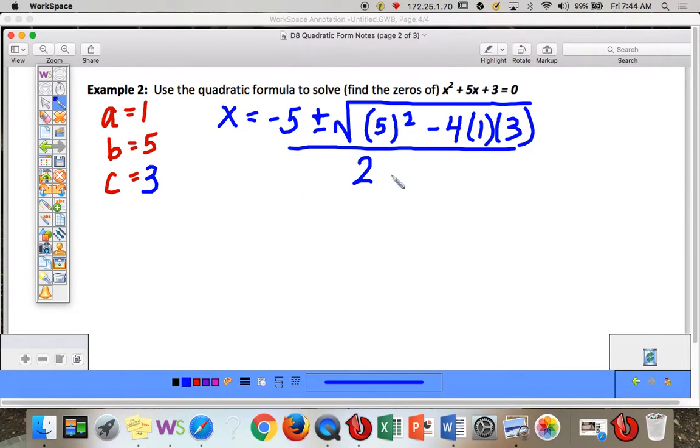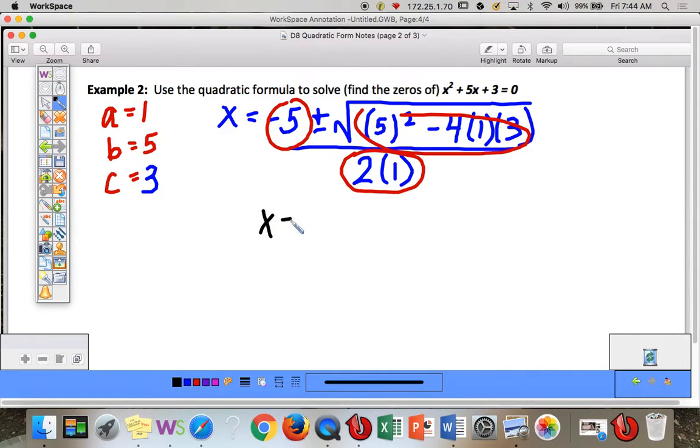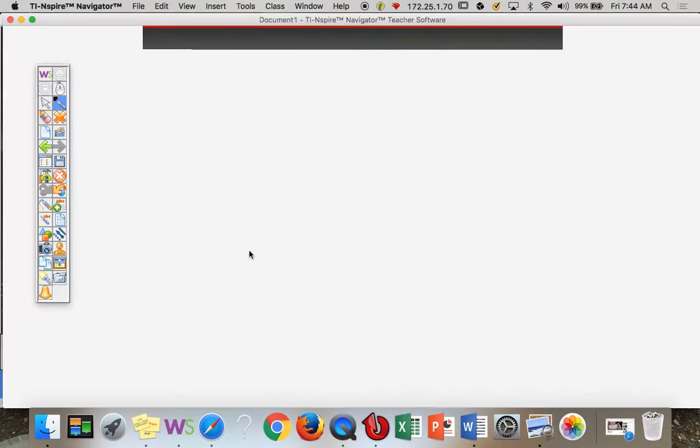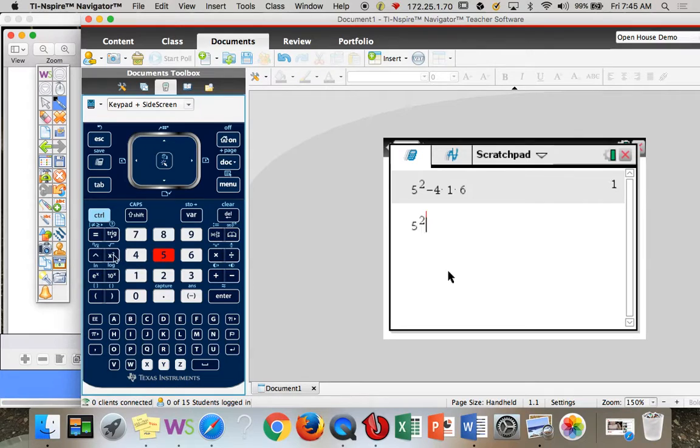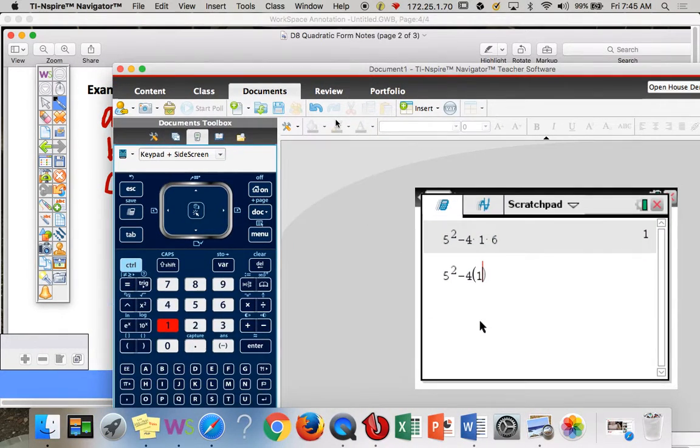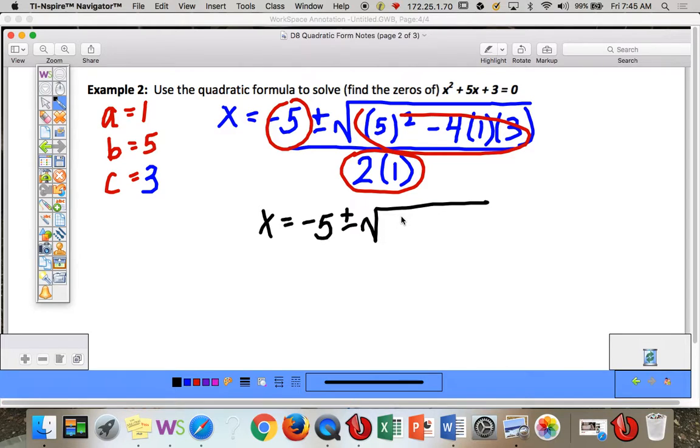Oh, A is 1. Okay, you're going to separate these into chunks, so you're going to figure out these 3 things to show your work. So we have x equals negative 5, plus or minus. And again, when you type it in, you can just type it in like you see it. So we have the 5 squared minus 4 times 1 times 3. So that'll be the square root of 13, all over 2a, all over 2.